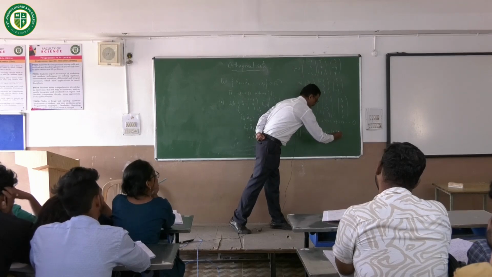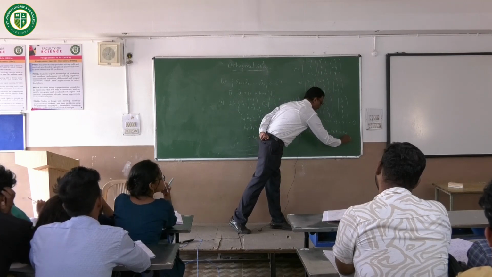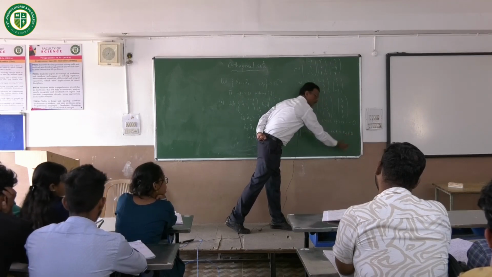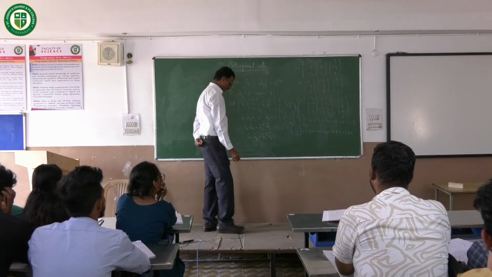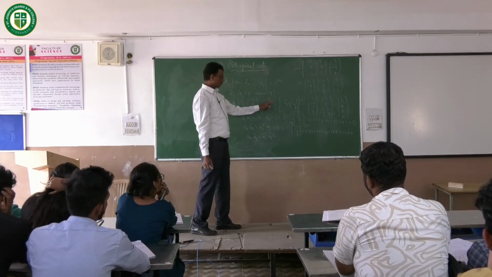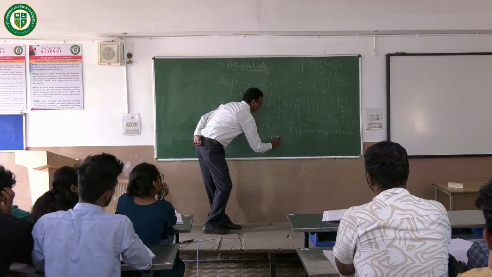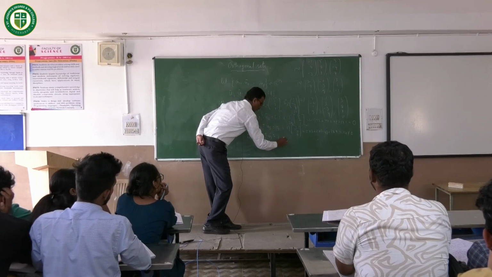22, 22 minus 8 is 14. 14 is not equal to 0. Then go for the other pair. You go for the other pair now.